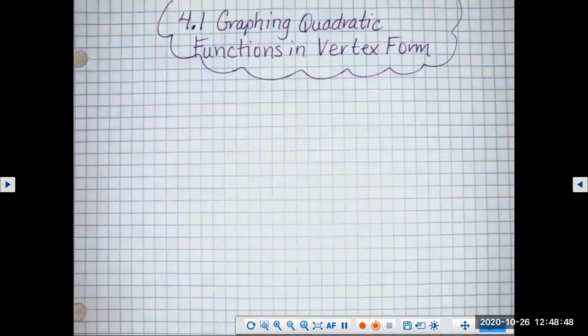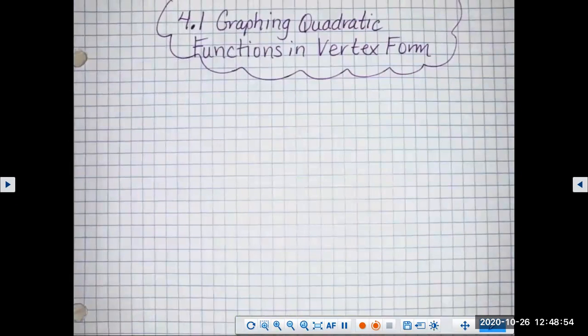All right, the first thing I want to talk to you about before we actually start diving into this is what standard form and vertex form look like, because the next section is graphing them from standard form.